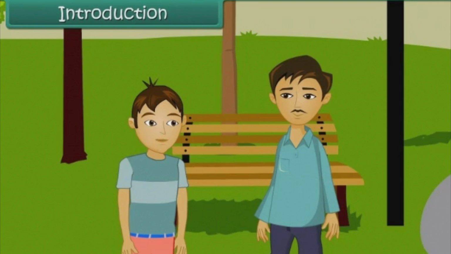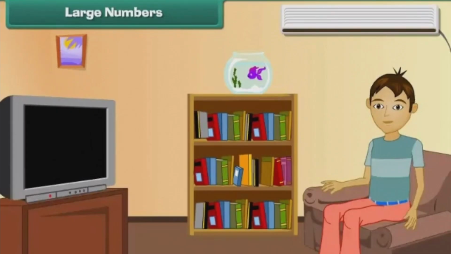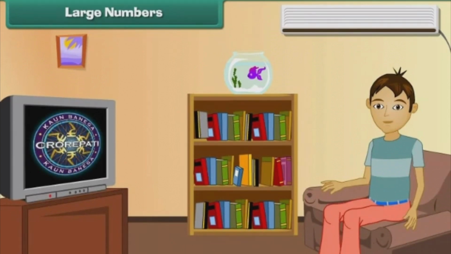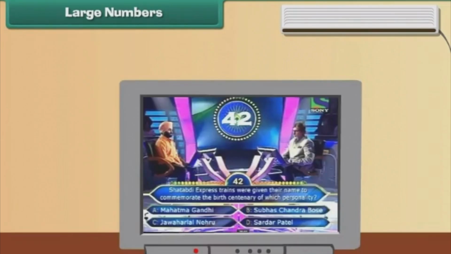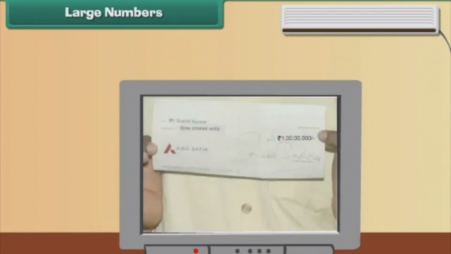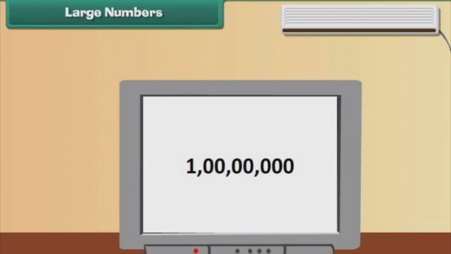In this lesson, you will learn about large numbers. Raman is watching the reality show Kaun Banega Karodpati. The contestant on the hot seat wins 1 crore rupees. The host signs and hands him a check containing lots of zeros. Raman is eager to know the exact number of zeros in 1 crore.